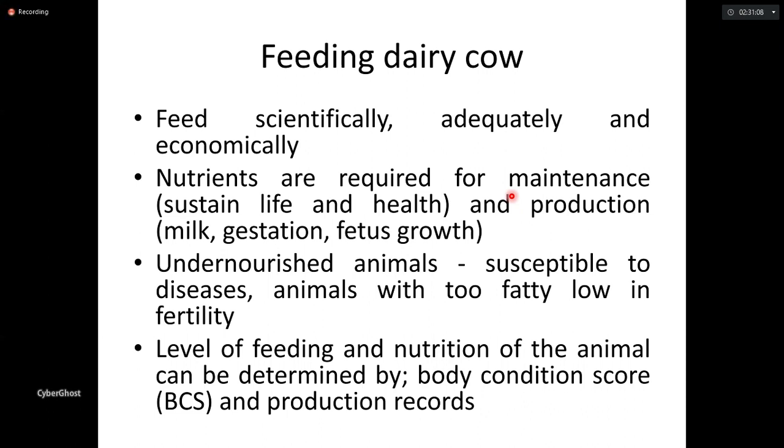However, animals like a mother cow also require more nutrients. First one is just for the maintenance of their body, right? Just to sustain the life and the health conditions and the production purposes. Whether it is the gestation period or lactation period or fetus growth. So every time they need more nutrients, right? Therefore, we have to fulfill whatever the nutrient requirements of these animals, right? Not only for the maintenance.